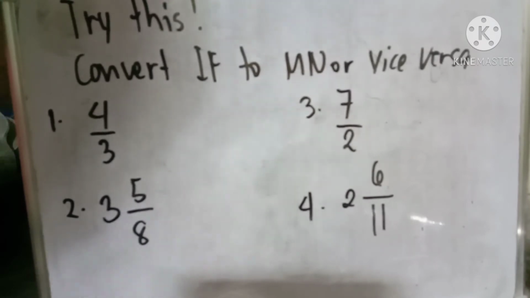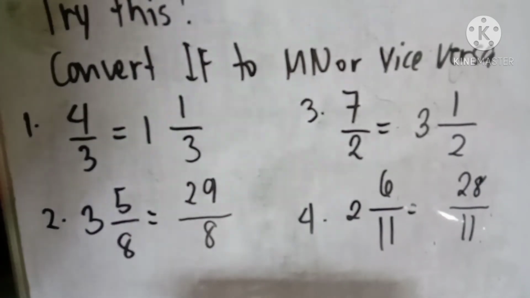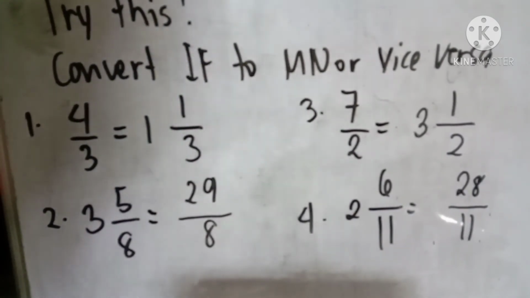Okay children, can you try this? Convert improper fraction to mixed number or vice versa. A few moments later. Okay children, so that is the answer. Who got the correct answer or got a perfect score? Congratulations children.